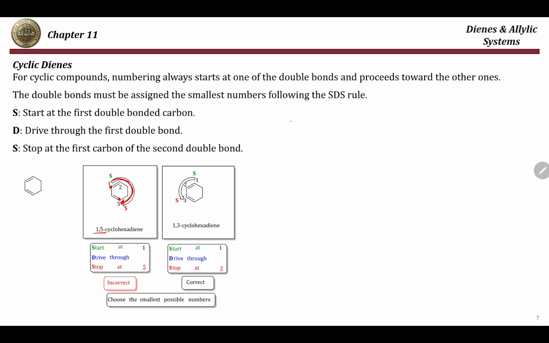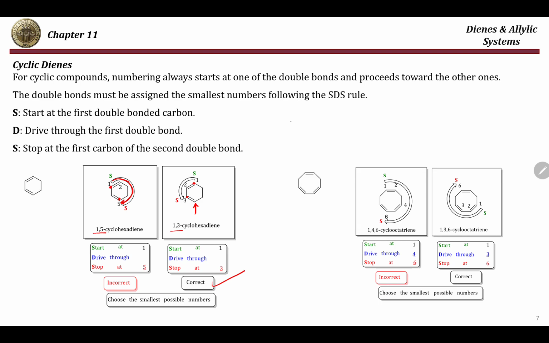If I go in the other way around, which is starting at this point here and then moving anti-clockwise until I reach this double bond, the positions will be 1 and 3, which is of course a smaller set of numbers, and that's why this is going to be the correct naming, and the name will be 1,3-cyclohexadiene. Now, of course, you can always start at this point here and you will end up with the same set of numbers.